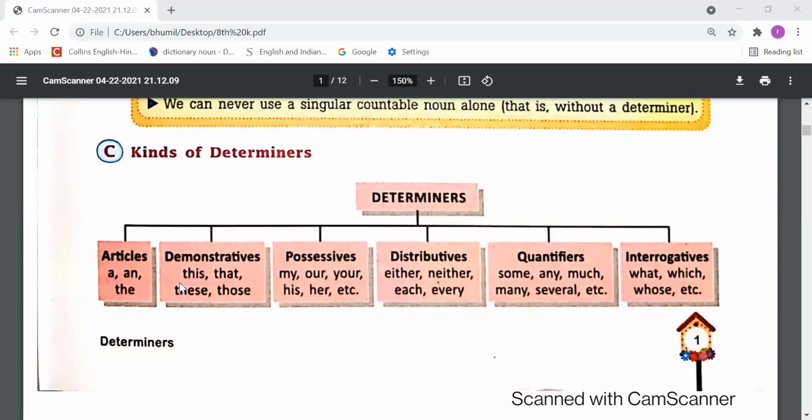Determiners: articles, demonstrative, possessive, distributive, quantifiers, and interrogatives. A, an and the are the articles. Demonstratives: this, that, these, those, which demonstrate a thing. This is my pen, that is your pen. Possessive, which shows possession: my, our, your, his, her, etc. Distributive, which distributes things: either, neither, each, every. Quantifier, which tells the quantity: some, any, much, many, several, etc. Interrogative, by which we put a question: what, which, whose, right?